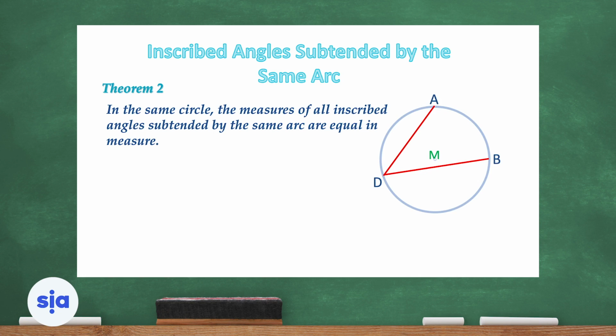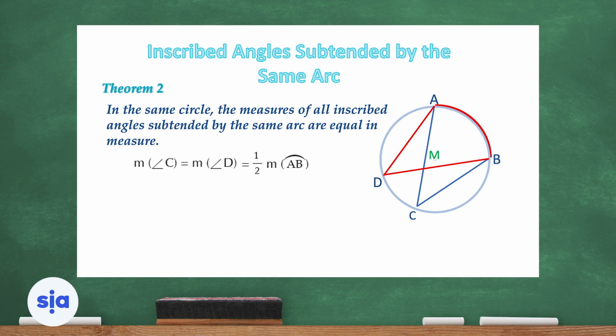As you can see here, this inscribed angle ADB is subtended from arc AB, and this inscribed angle ACB is also subtended from the same arc, which is arc AB. So angle ADB and angle ACB are equal in measure.